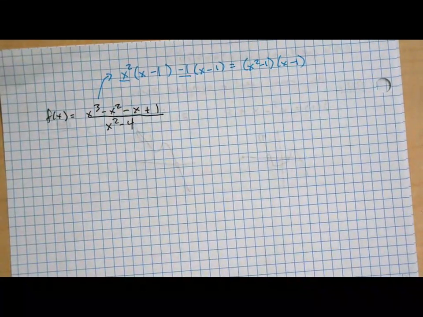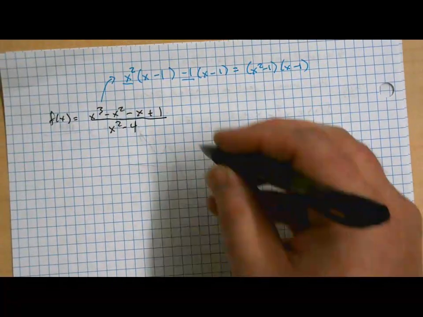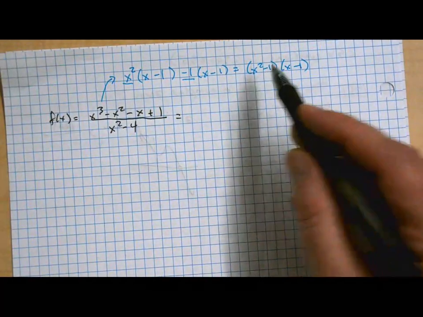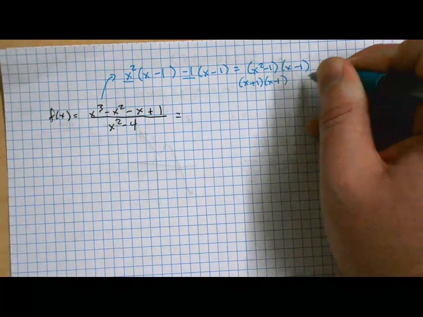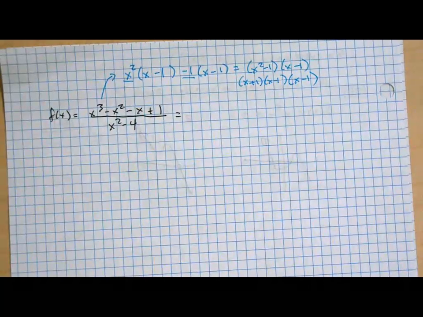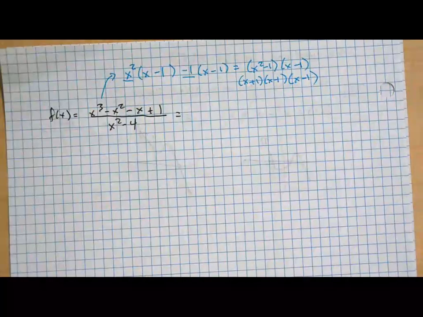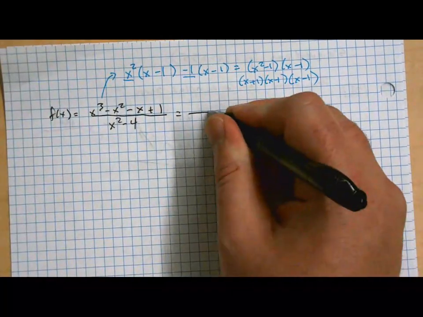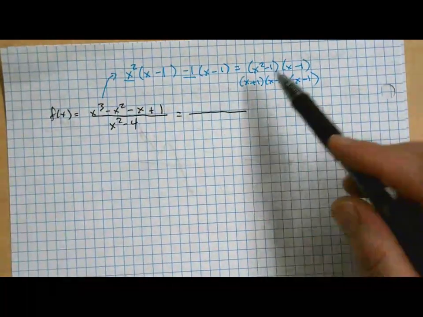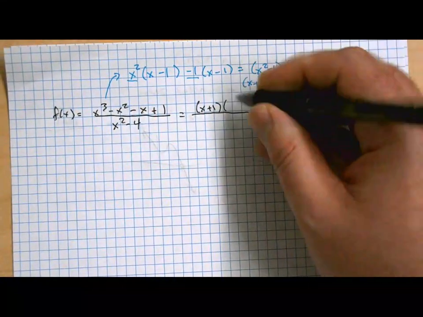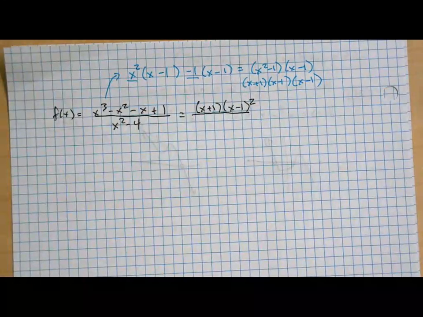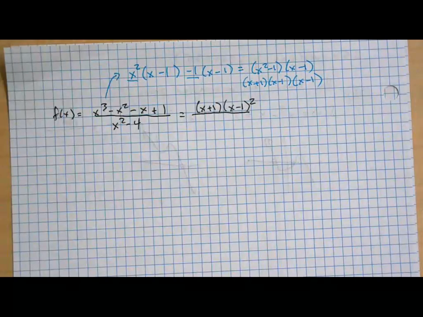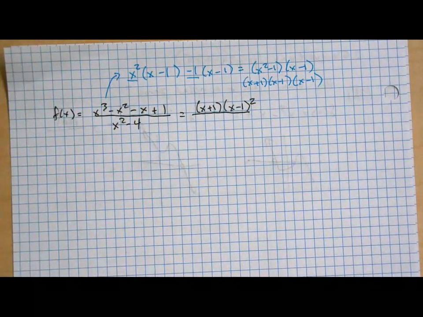Oh, and that factors even further, doesn't it? What is x squared minus 1? That's x plus 1 and x minus 1. So my final factored form for this would have, what do we got? We got an x plus 1 and a couple x minus 1s. This is why I was pushing the factoring practice so much at the beginning of the year, because this is where it's going to come into play.